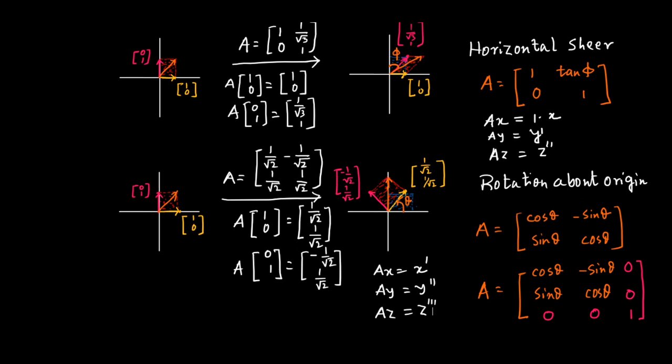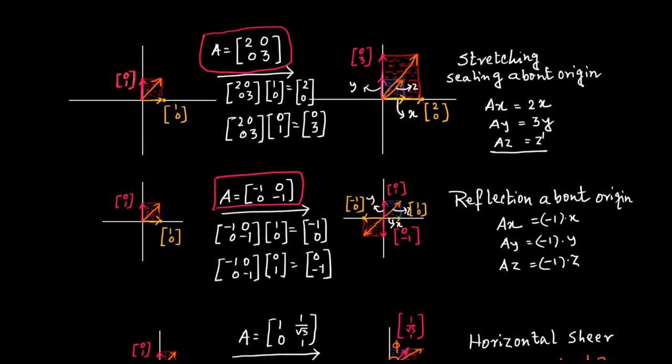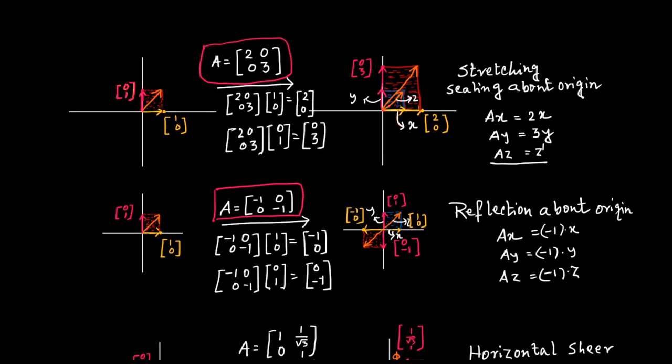So if I look again at the first example, when you are scaling, these two vectors are remaining in the same span. When you are reflecting, all three vectors are remaining in the same span.